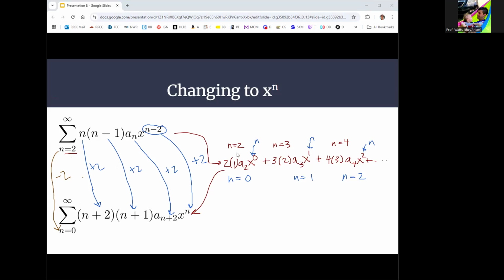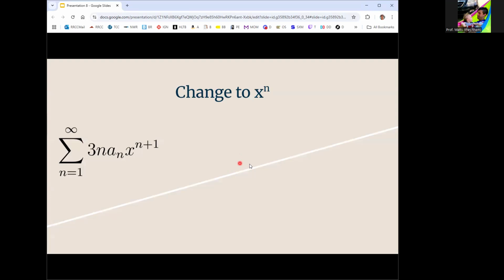All right, so why don't you give that a try with this summation and change it so that it's an equivalent summation where it's x to the n for that last factor.